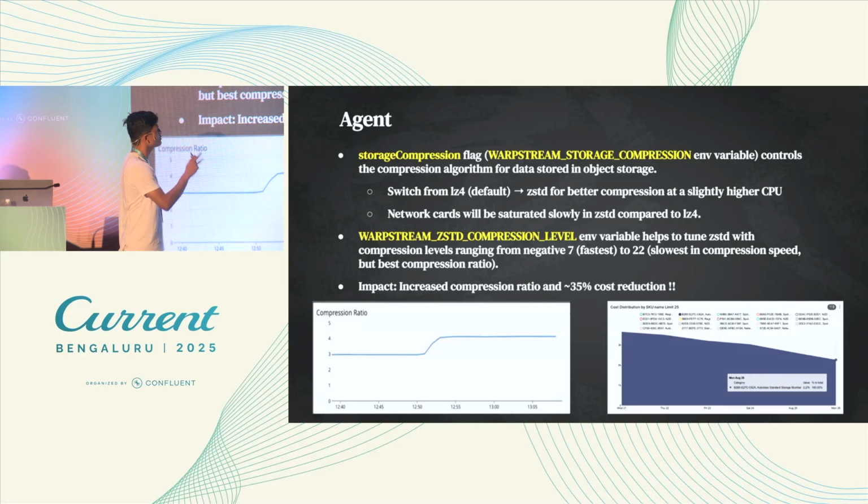So we got a better compression, as you can see in this graph. And we also saw a 35% cost reduction just by changing the compression algorithm. This is the environment variable that you can use. And in ZSTD, there are different compression levels from 7 to 22, which you can use to tune it further.